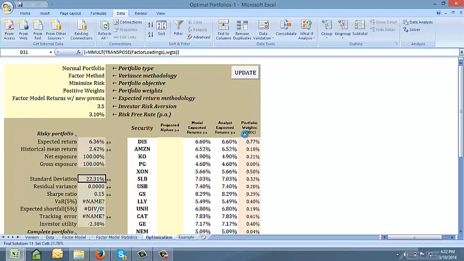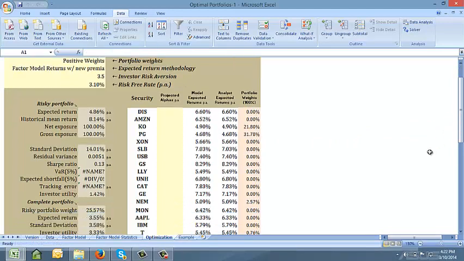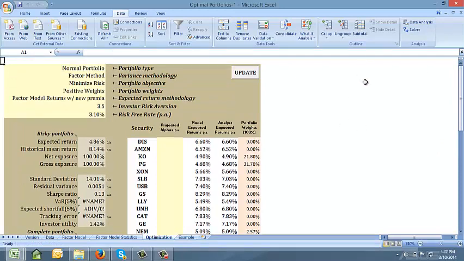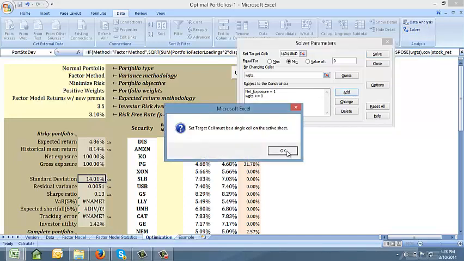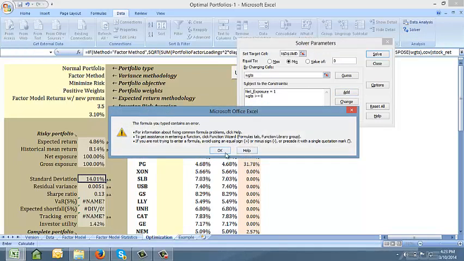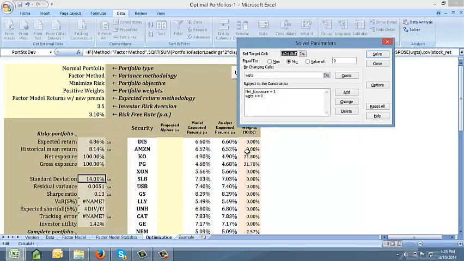Then I'm going to use solver. We're going to constrain the beta to a value of 1.01, and then minimize the standard deviation. So in solver, we are minimizing standard deviation. The exposure we have set as 1, weights greater than or equal to 0. So now we just need to add... let's see, hold on one second. I don't know why it's doing that.